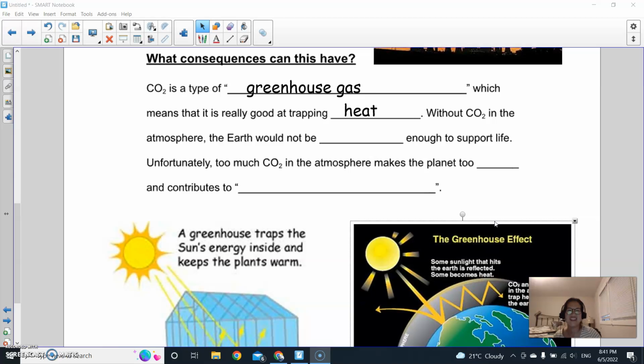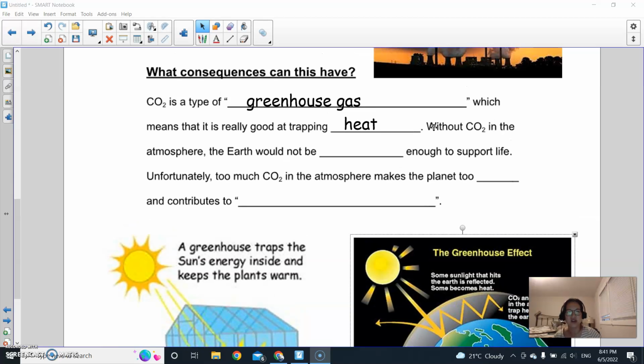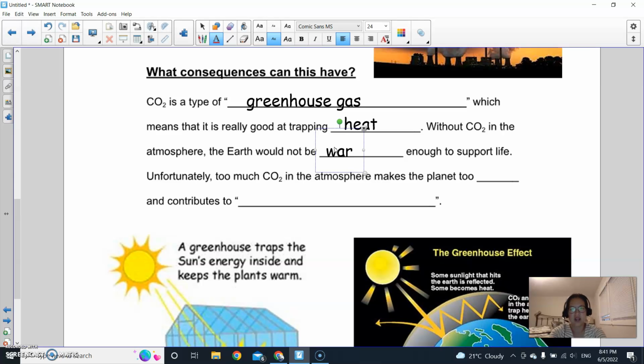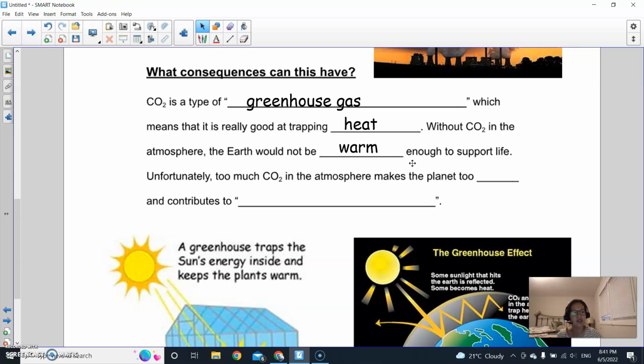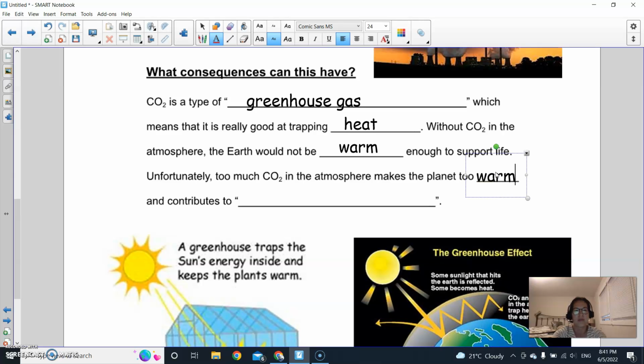The key thing is that we do need carbon dioxide, CO2, in the air. Without CO2 in the atmosphere, the Earth would not be warm enough to support life. For example, on the moon it's very cold because the moon has no atmosphere. So we need some atmosphere. This is the reason why there is life on Earth, because we have an atmosphere, and it's enough to support life. Unfortunately, if there's too much CO2 in the atmosphere, this makes the planet too warm, or too hot, and it contributes to global warming.